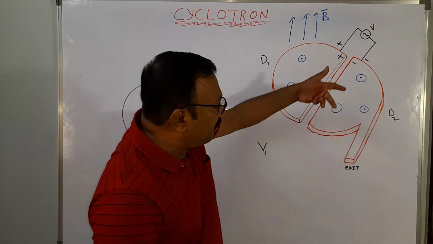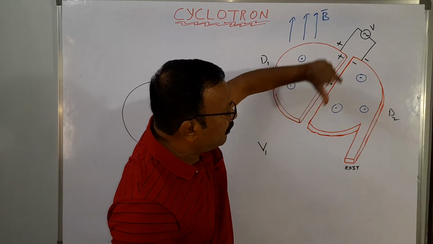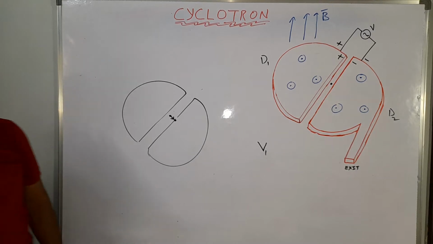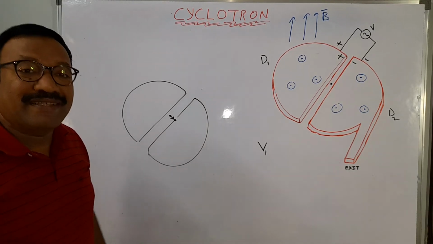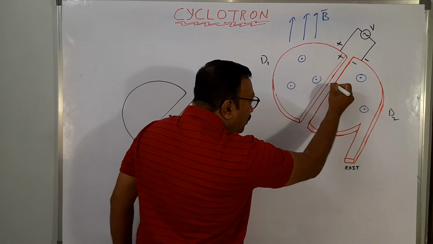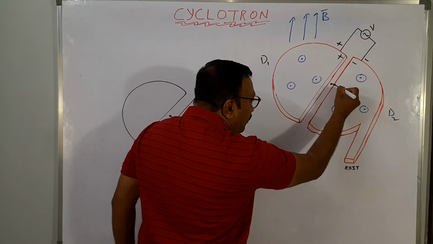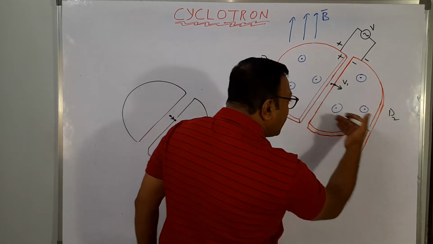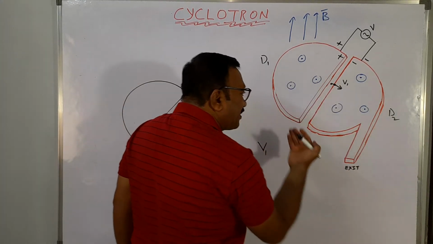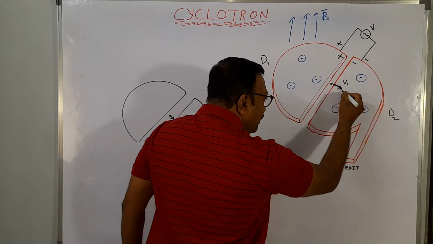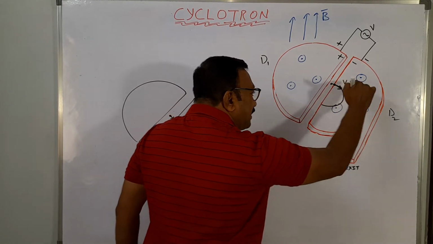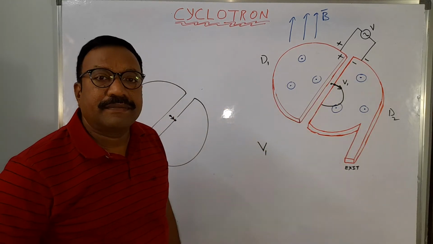This magnetic field will turn this particle and make it move in a circular motion. So this charged particle now enters here with a velocity v1 into the vertical magnetic field. So it makes a circular motion, and it is traveling in this circular motion with velocity v1.